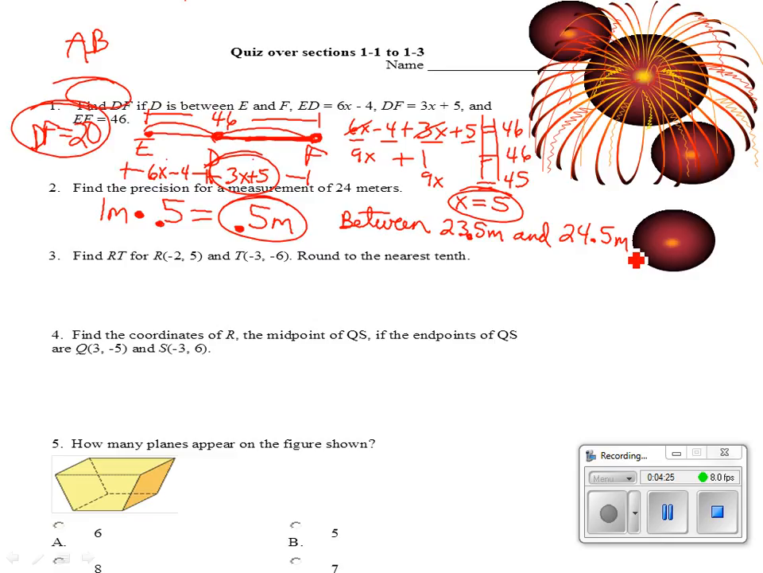Next one, how about a calculator? Help me here in a second. That says find RT and they give you ordered pairs, then you know you're going to use what formula? Distance formula. All right, if you're finding a length, you're going to use the distance formula. If you're using the midpoint formula, what's it going to say? Find the coordinates of the midpoint.